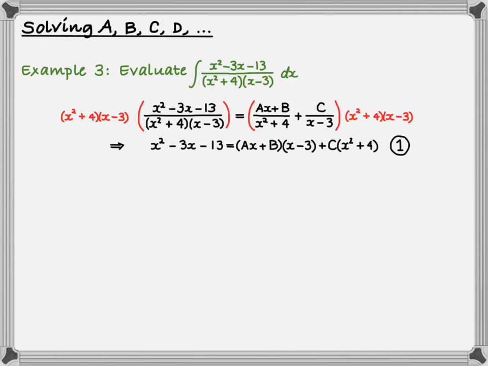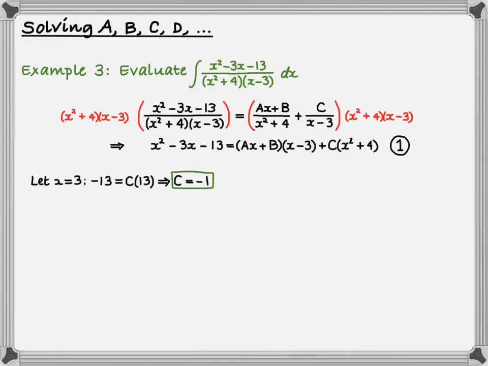In general, we said there are two methods. One where we choose values for x, and the other method where we compare coefficients. We can also do a mixture of these two methods if it will make the solution easier. In this case, since we do have a linear factor, x minus 3, we can choose x equal to 3 and substitute that into equation 1, and that will solve for me the value of c, which is equal to negative 1.